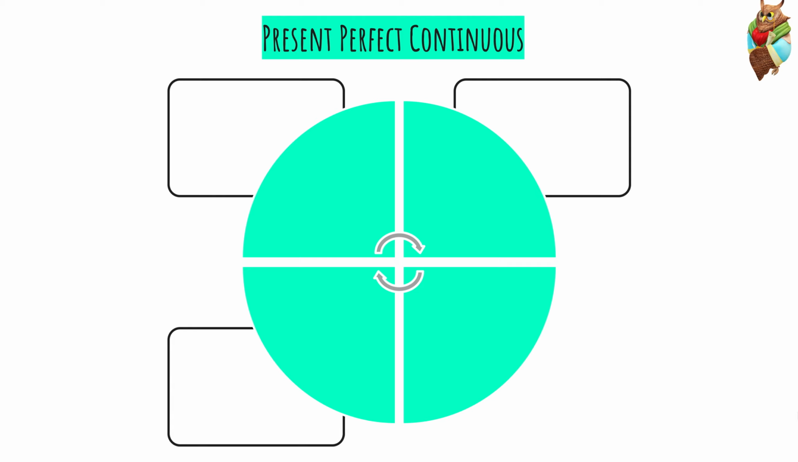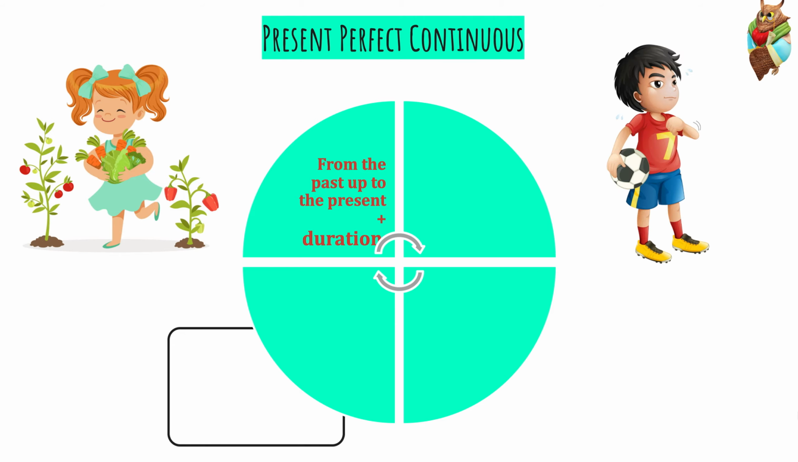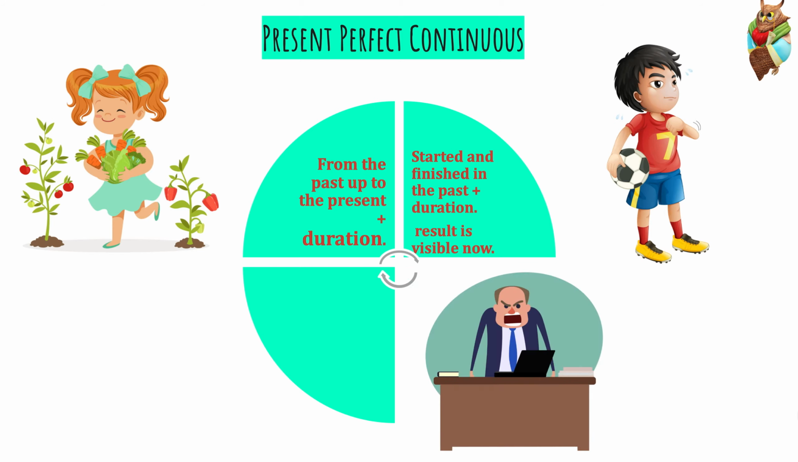So that's it, just 3 points, and let's sum them up. We had vegetables and a girl, so from the past up to the present plus duration. Don't forget that continuous is about duration. We had a dirty boy, a football player: started and finished in the past plus duration. The result is visible now. And of course, we have an irritated boss, an irritated speaker, so we use present perfect continuous to express anger, annoyance, and irritation. That's it.